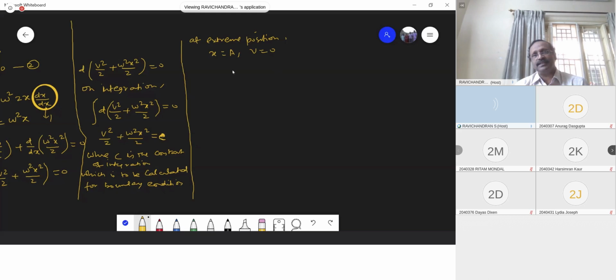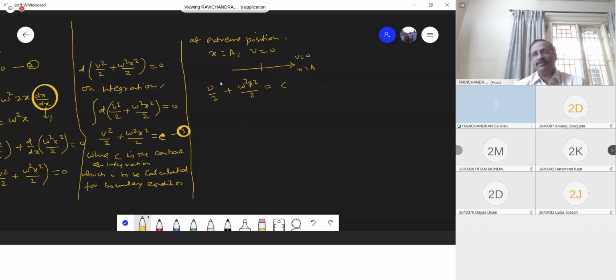You know that when it is vibrating here, when it is going to this one, velocity is equal to 0, but x is equal to a. So, if you substitute, you can calculate C here. Therefore, equation 3 becomes this one. You want to substitute here, right? v becomes 0, 0 by 2 plus omega square a square by 2 is equal to C.